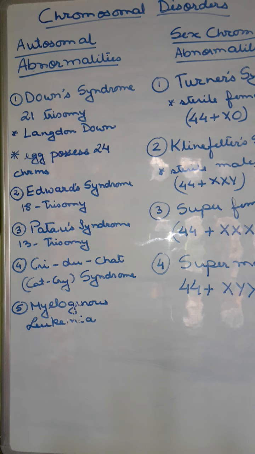Okay? Now, next is the sex chromosome abnormalities. This is actually due to a defect in the sex chromosome, that is either the X or Y chromosome. So the first one is the Turner syndrome. Turner syndrome is due to monosomy. That means one chromosome is absent, or one X chromosome is absent. This is basically observed in females.